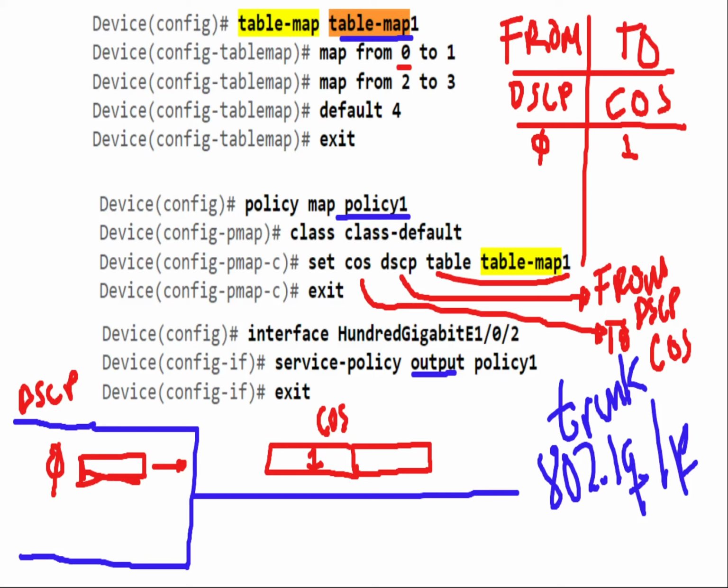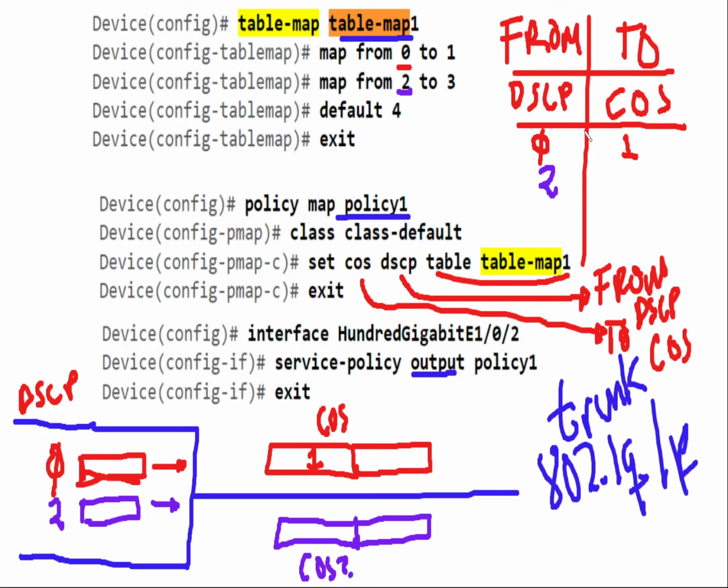Let's think that we have another packet that wants to leave our switch, and this packet happens to have a DSCP value of 2. So we are going to transmit this frame over the trunk, but the question is what cost value I'm going to use. So I'm going to go to the table map, and I see that the value of 2 will be mapped to a value of 3. So I'm going to use the cost value of 3 here.